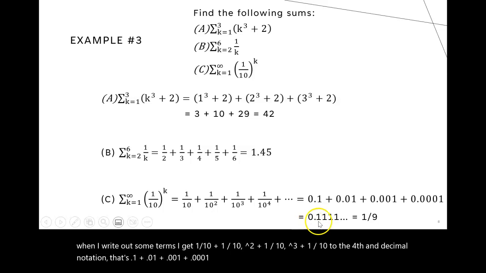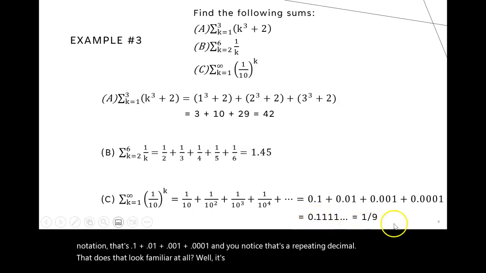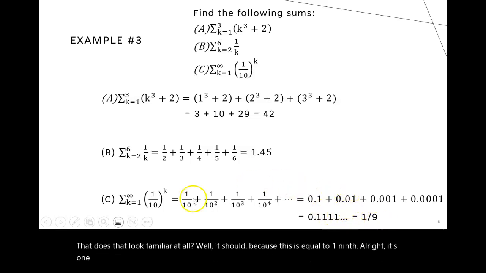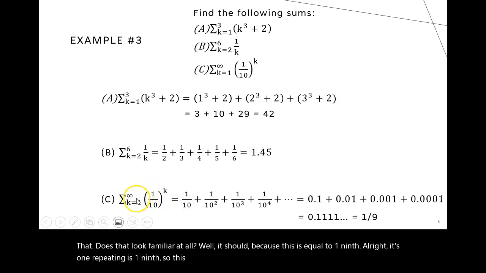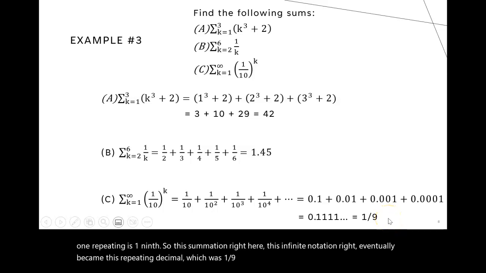And you notice that's a repeating decimal. Does that look familiar at all? Well, it should, because this is equal to 1/9. It's 0.1 repeating, which is 1/9. So this summation right here, this infinite notation, eventually became this repeating decimal, which was 1/9. More on that in some future videos.